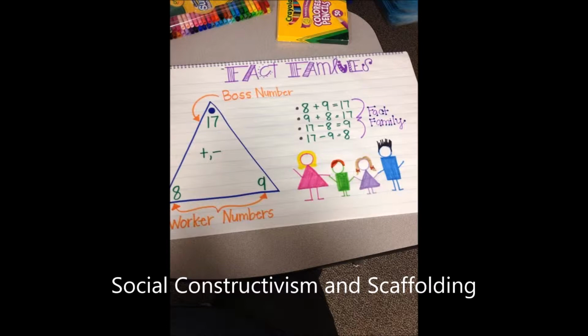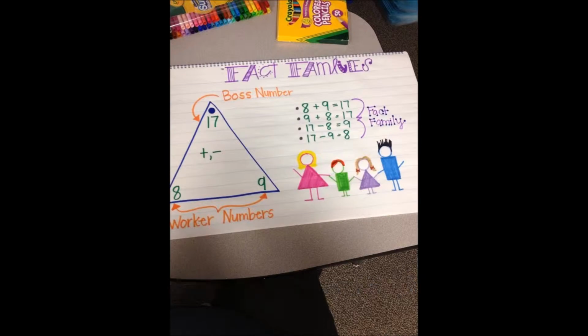There are two learning theories that I use within this lesson. The first is social constructivism. It's when a group constructs knowledge together. The second is scaffolding. Scaffolding is when a teacher moves students to stronger understanding. The teacher provides a lot of support at first and then gradually removes the support until students are able to successfully independently complete an assignment.